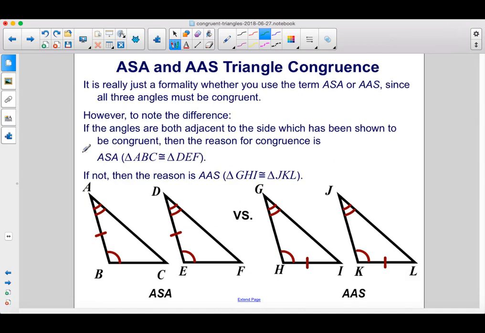It's really just a formality whether you use the term angle side angle or angle side, since all three angles must be congruent. However, to note the difference, if the angles are both adjacent to the side which has been shown to be congruent, then the reason for congruence is angle side angle. If not, then the reason is angle side. So here we have an angle that's congruent to this angle, we have this angle congruent to this angle, and this side congruent to this side. This is angle side angle. Over here we have an angle congruent to this angle, another angle congruent to this angle, and then this side is congruent to this side. This is angle side.